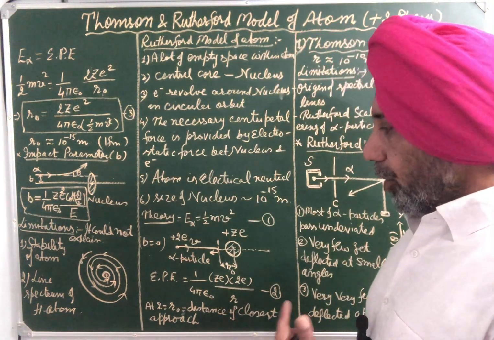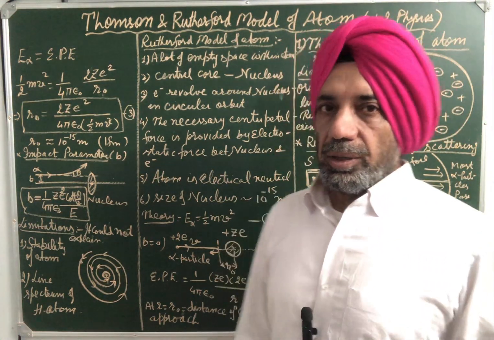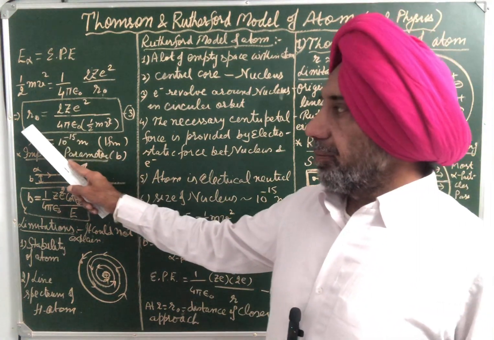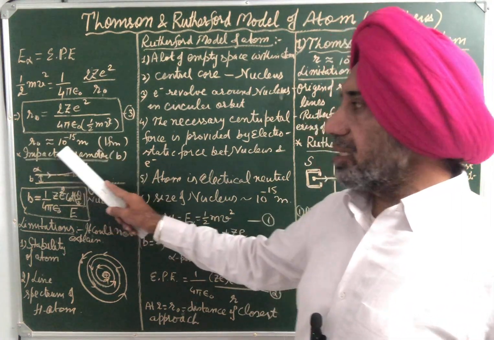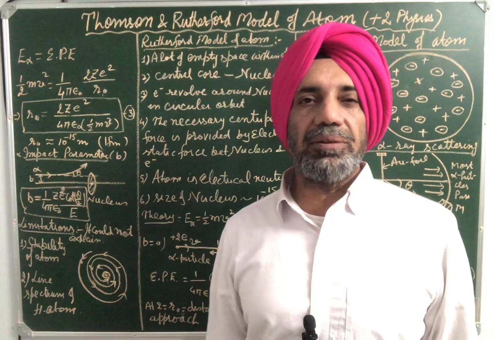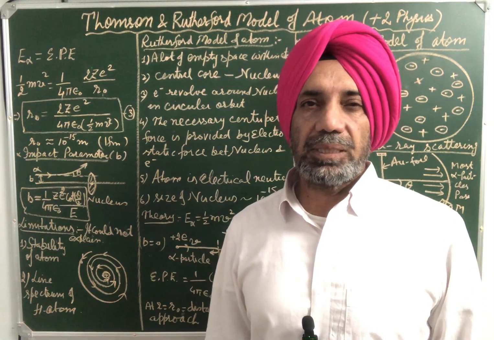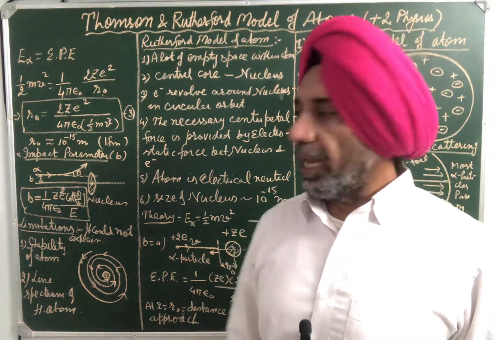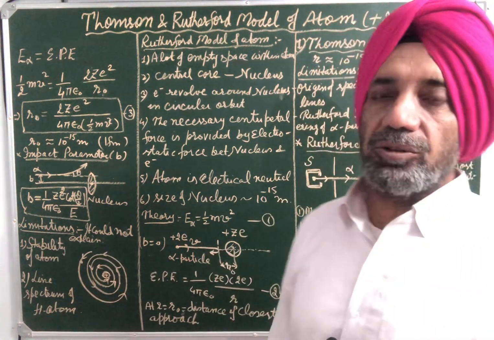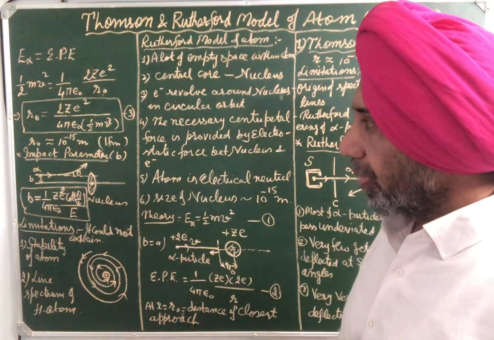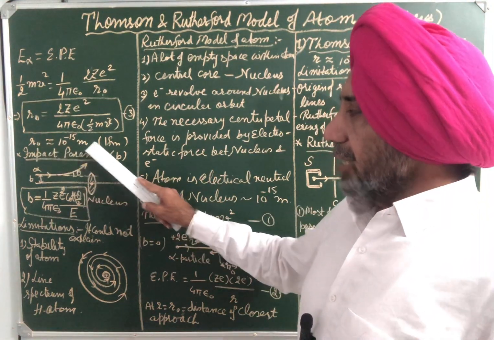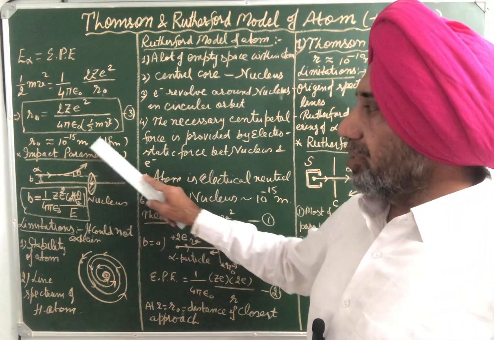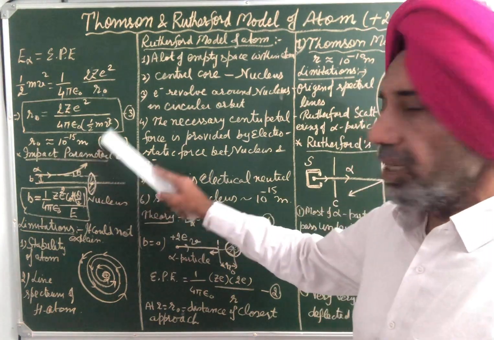It means the nucleus will have a radius less than this 10 raised to minus 15 meter, because the alpha particle cannot enter the boundary of the nucleus because of repulsion. So the size of the nucleus, the maximum size of the nucleus, is taken to be 10 raised to minus 15 meter.